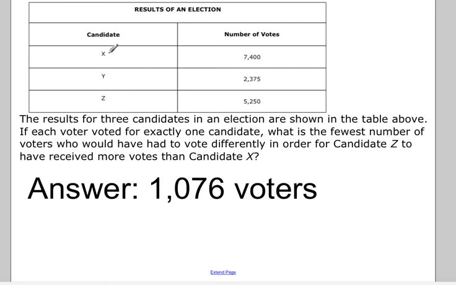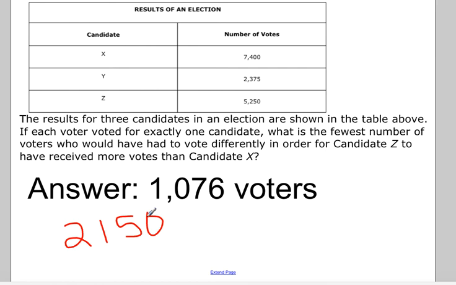You're going to kill two birds with one stone if you change the people who voted from X to Z, right? Because that means X would be decreasing voters and Z would be increasing voters all at the same time with just one switch. So what you want to do is find out the difference between these two. So 7,400 minus 5,250 gives you, let me think here, 2,150, right? So that means 2,150 is the difference between candidate X and candidate Z, right?